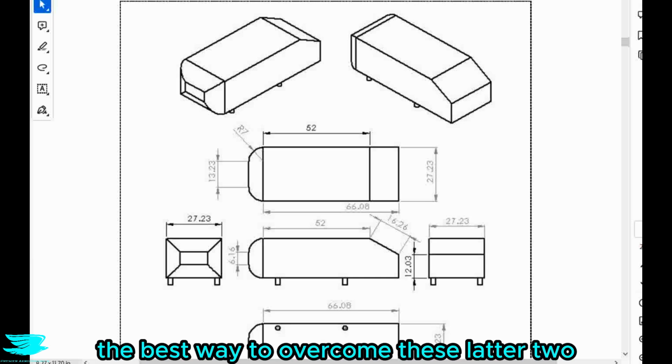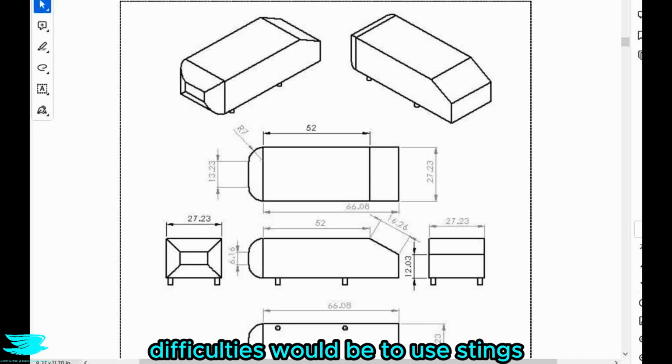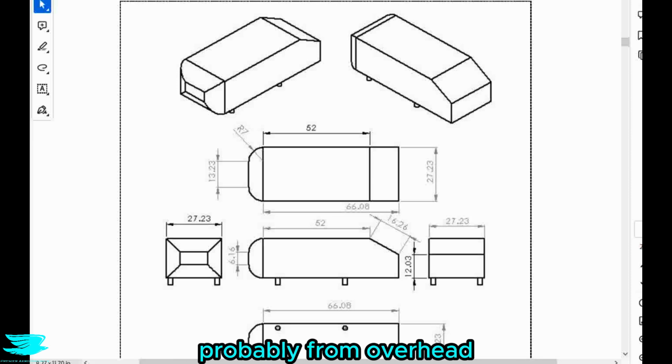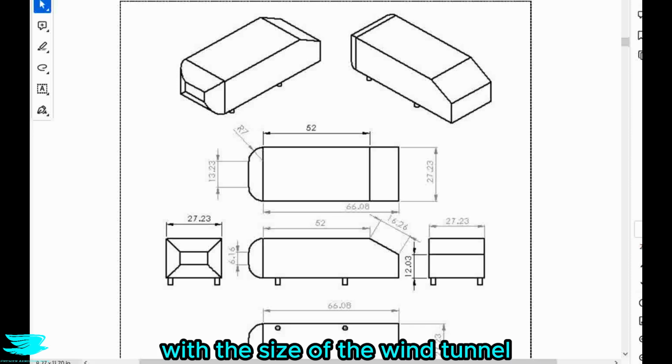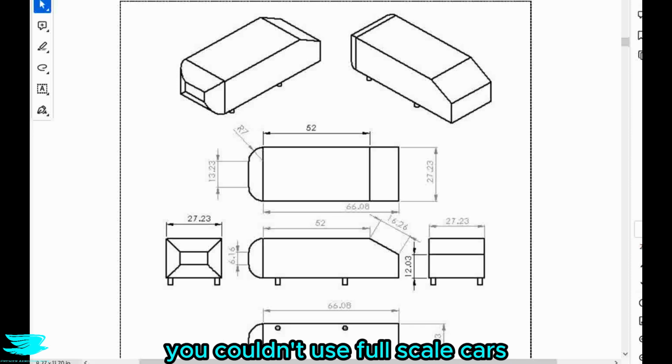Perhaps the best way to overcome these latter two difficulties would be to use stings and to hold the cars in place, probably from overhead, and then move them around on a moving floor, so a belt. But then you still have a major problem with the size of the wind tunnel. You couldn't use full-scale cars.